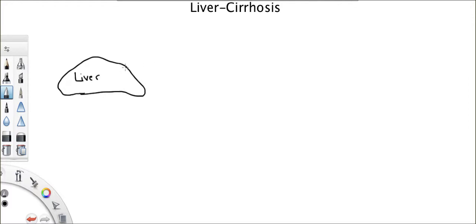Hey everyone. So this topic is about the liver and cirrhosis. Basically, what happens when you damage the liver and the consequences. But before we know the consequences, we really have to know, well, what does the liver do? There are a lot of functions to it.